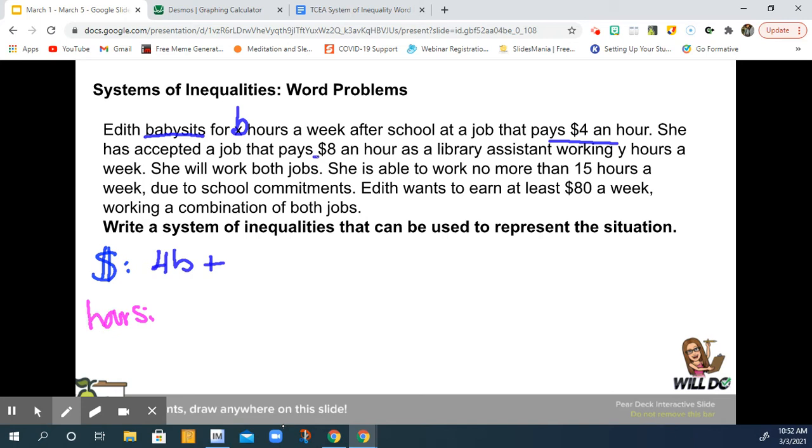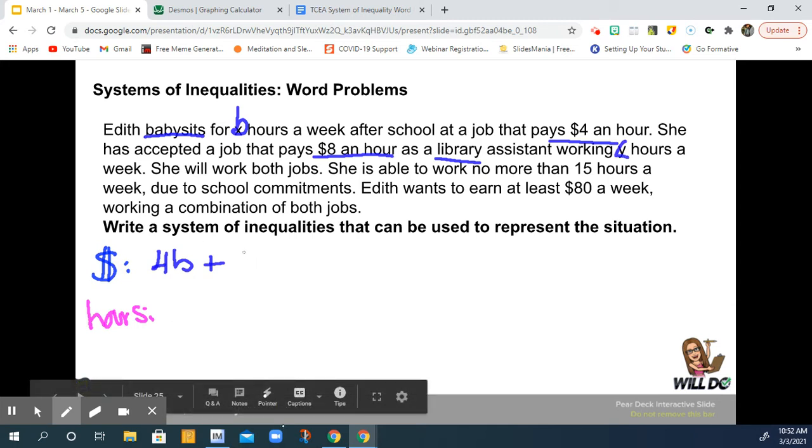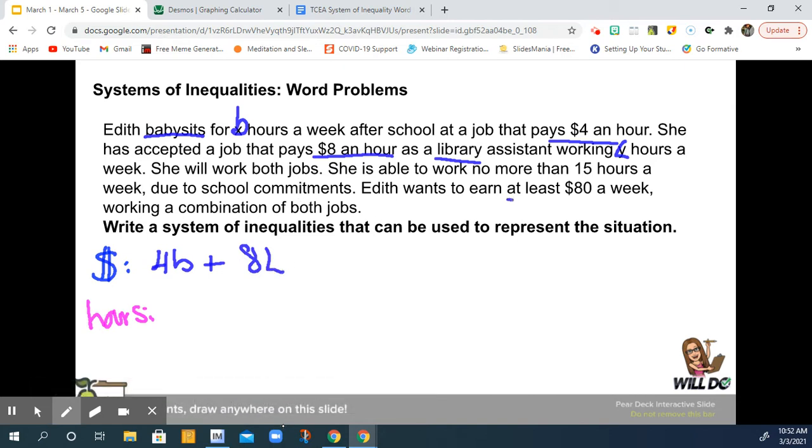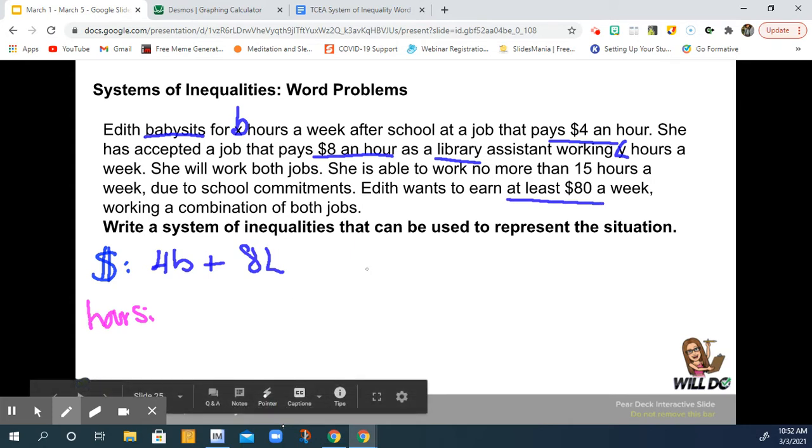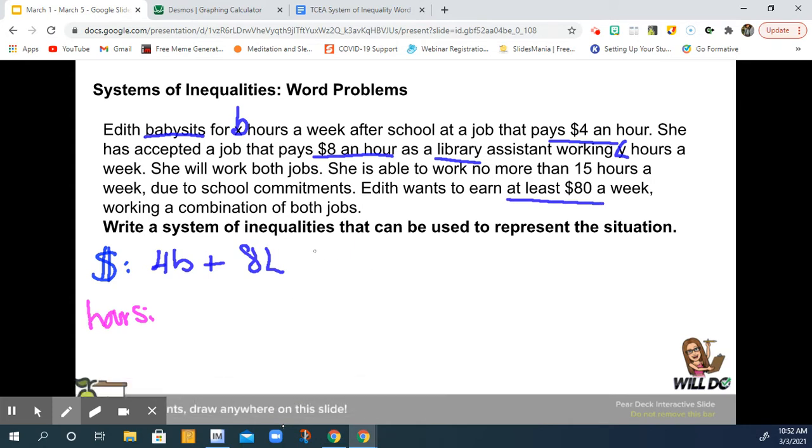And we have another job that's $8 an hour, and it's a library assistant. Now it does say Y, but I'm going to use a capital L for library. So 8L. And we know that she wants to at least earn $80 a week. So with at least earning, she could earn more than that. So we want the combination over here to be greater than $80. And if she is at least earning that, it could also be equal to.